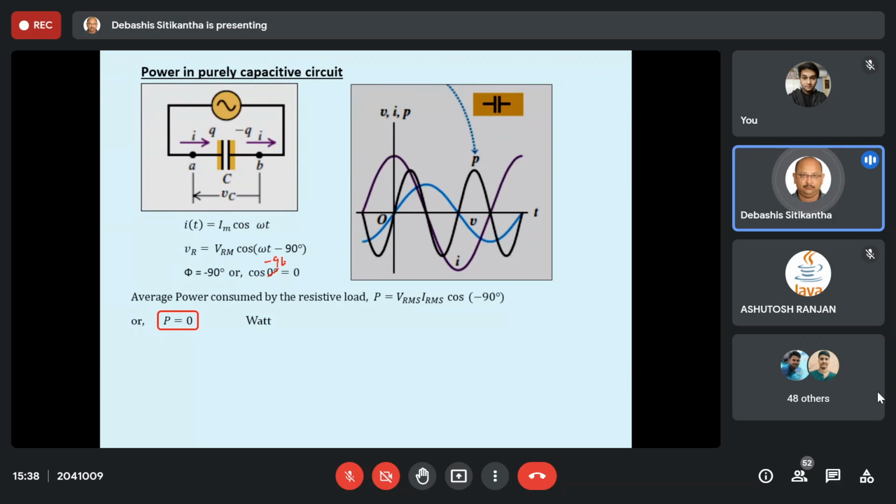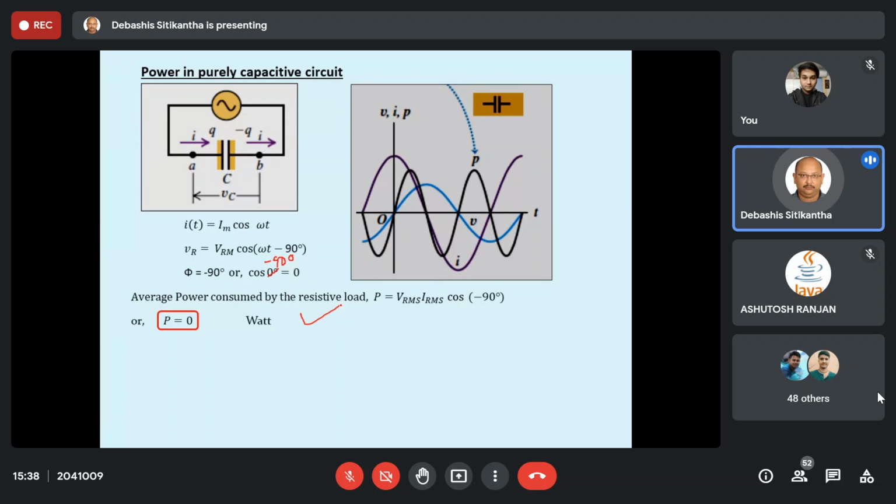So ultimately we can say the power consumed by a purely capacitive circuit is again 0 watt. That means in a circuit, it may be a combination of any circuit elements, maybe a series RLC circuit or a parallel RLC circuit or whatever it may be, remember that it is only the resistance which is going to consume your average power.